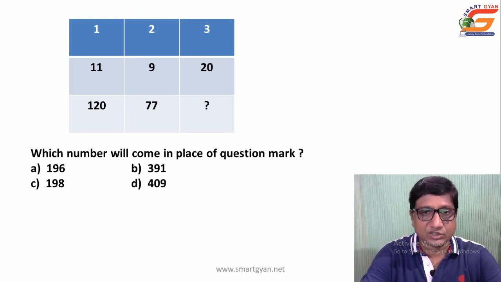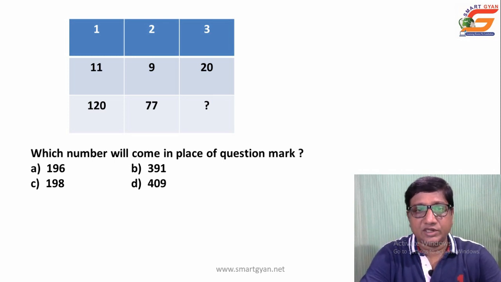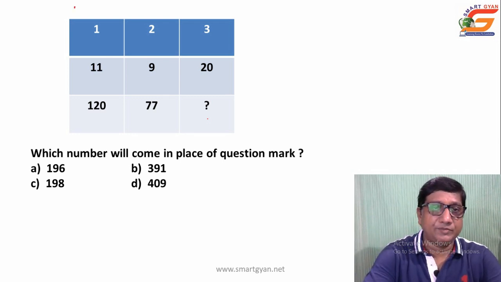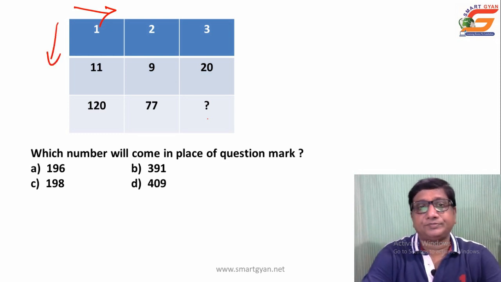Here it is given a square of 3 rows and 3 columns. So what can be the relationship? It is given first row 1, 2, 3, top row, then middle row 11, 9, 20, and then bottom row 120, 77, question mark. Then what can be the relation? Either relation can be row wise or maybe column wise.